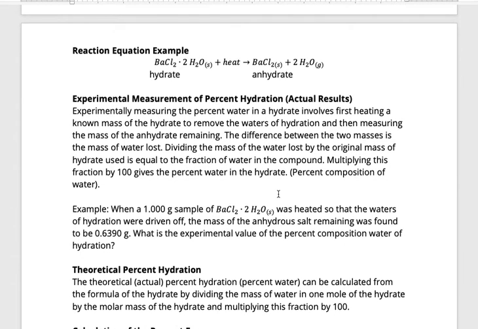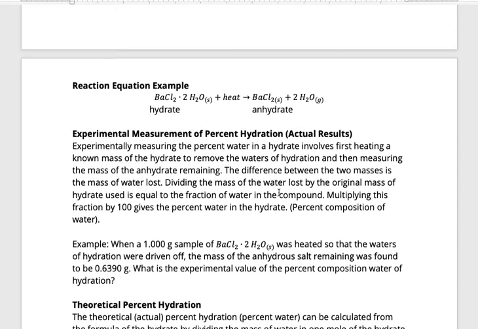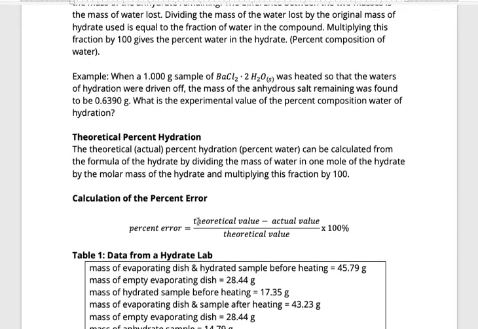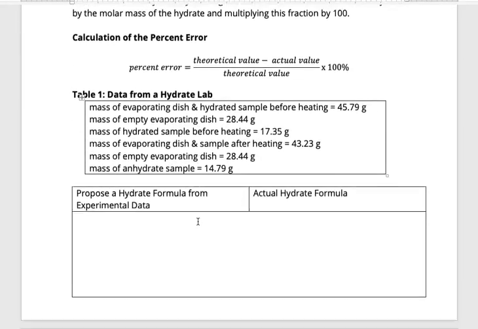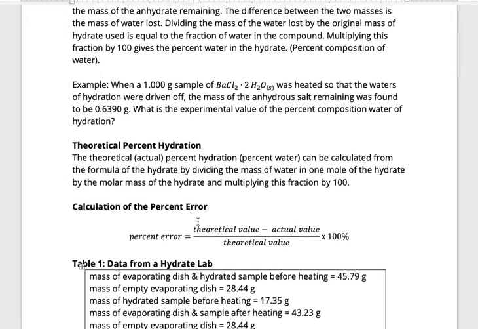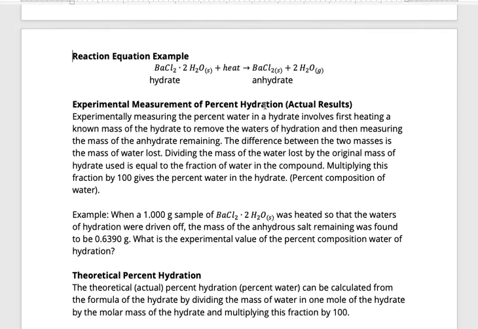From here, we're going to look at some experimental data. There's a lot of wording here, but in the end, we're going to propose a hydrate formula. Basically, we're going to pretend we don't know how many water molecules are in the structure per 1 barium chloride, and we're going to use the information from our experiment to figure out what it should be. What's the ratio from barium chloride to water?